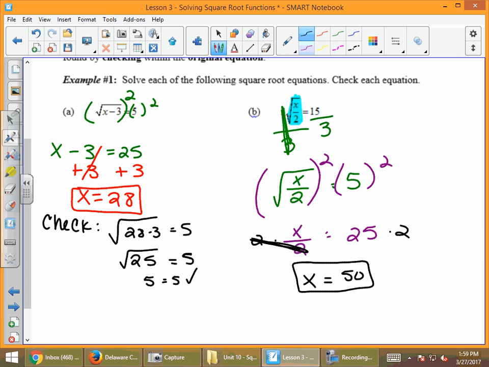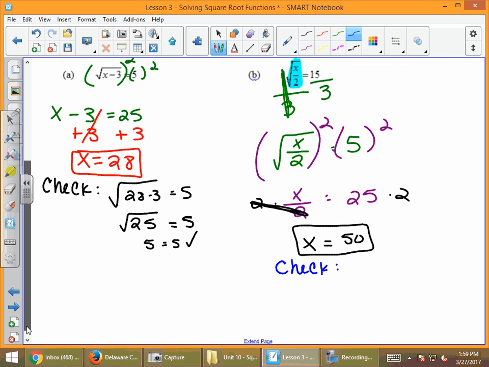What do we have to do with 50? Plug it in. We have to check. Super important. Not an option. Part of the problem. Okay. And in the check, you just plug it back in. Take 50, plug it into the original. Make sure it works for the equation.